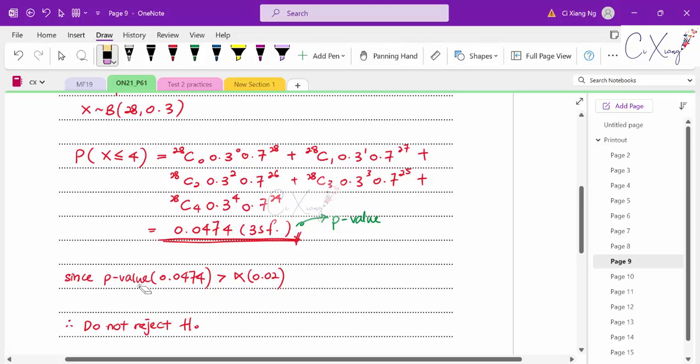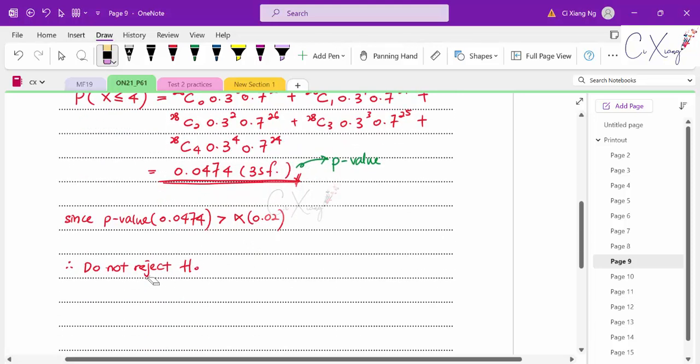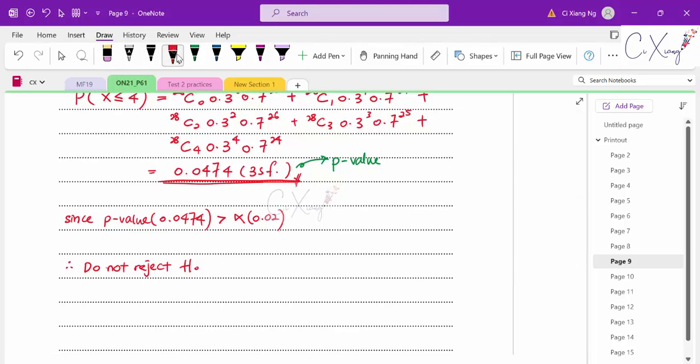Since you compare the p-value and the alpha and you realize that the p-value is more than the rejection region, therefore the decision that we make is: do not reject the null hypothesis. Please write out one conclusion sentence in the context of the question. You can tell them that you didn't reject the null hypothesis.